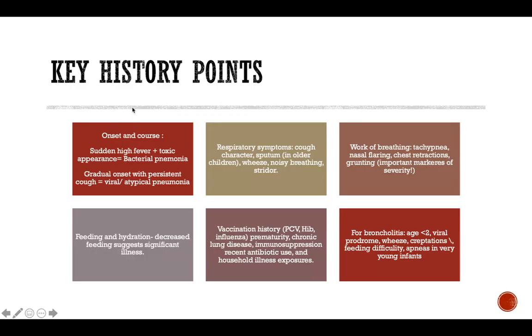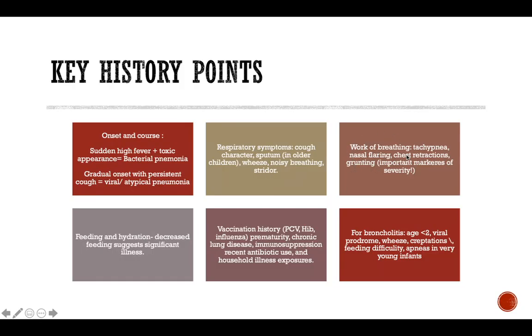So what to ask the patient's parents and how to approach these patients, starting from the onset and course. If the patient has sudden high fever and toxic appearance, then suspect bacterial pneumonia. If the patient has gradual onset with persistent cough, then suspect viral or atypical pneumonia. Ask about respiratory symptoms. Is there any cough? Was the cough productive or dry? If there is sputum, which color was it? Is there any wheeze, noisy breathing, or even stridor?